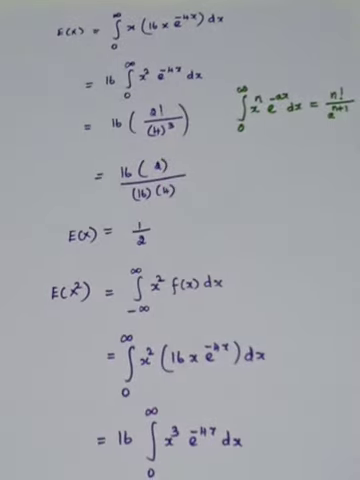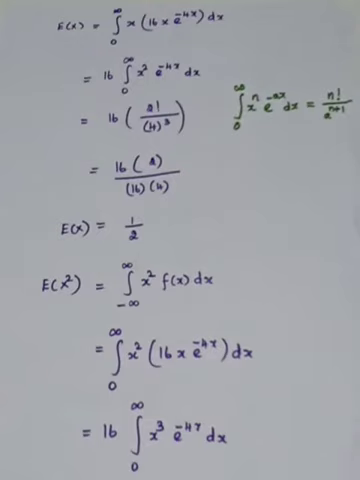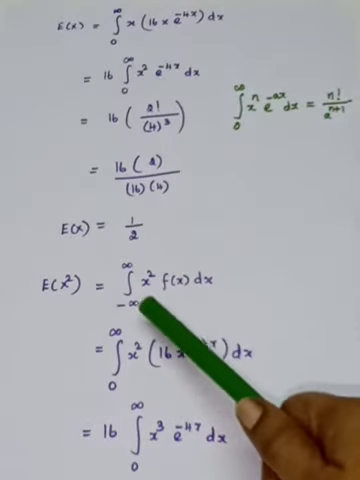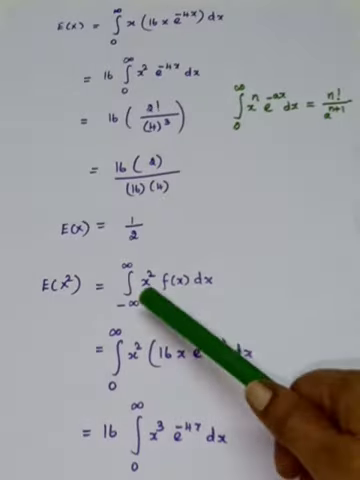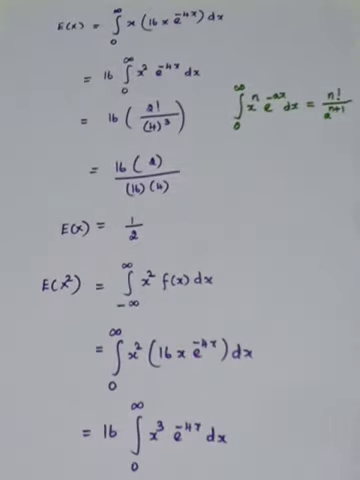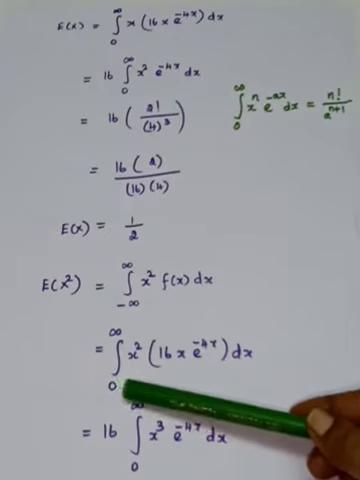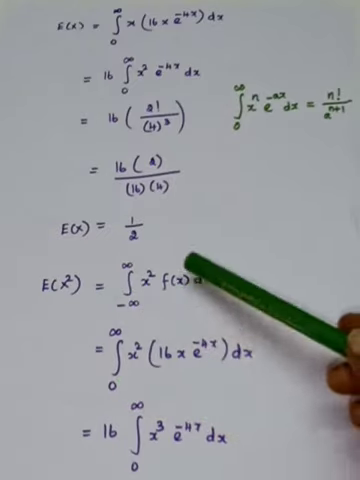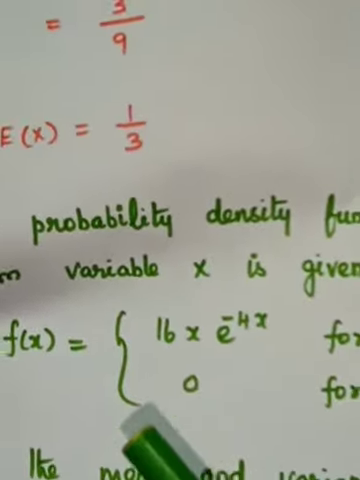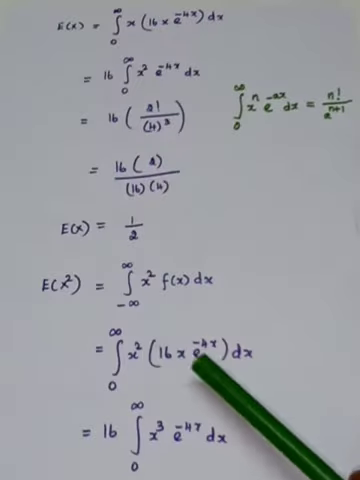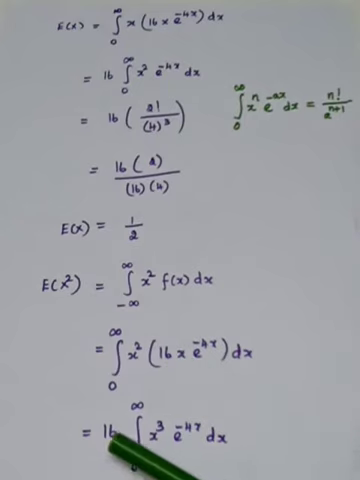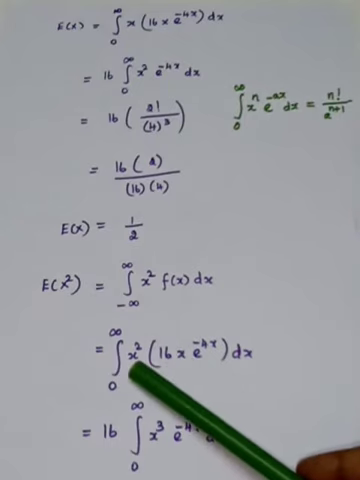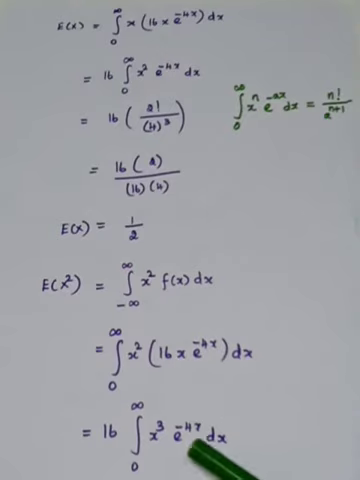So next, in the same way, you have to find the variance of x. Variance of x means you need E of x squared. So integral from minus infinity to plus infinity of x squared into f of x dx. The limit can be written as minus infinity to 0 and 0 to infinity. From minus infinity to 0, your f of x is 0. So you have to consider the integral from 0 to infinity of x squared. In place of f of x, you substitute 16x e power minus 4x. When you substitute here, 16 is taken out. Here you already have x squared into x, that is x cube e power minus 4x.